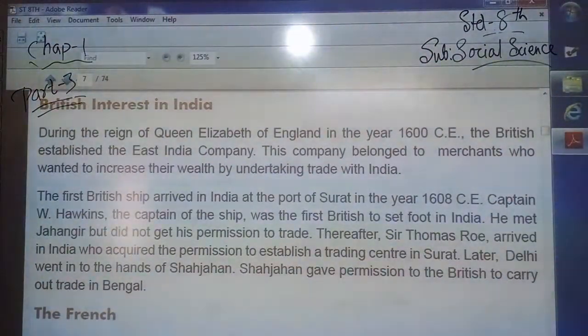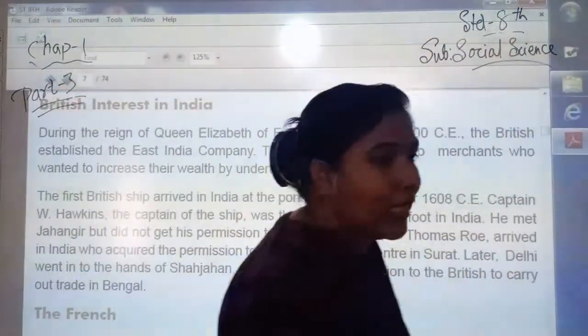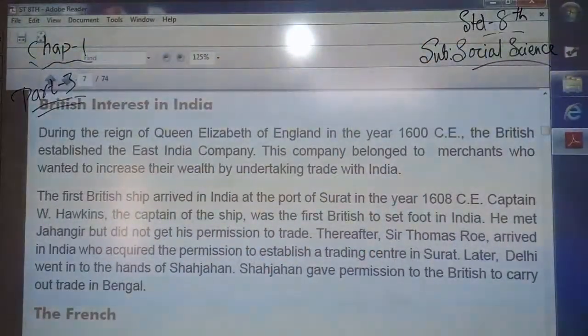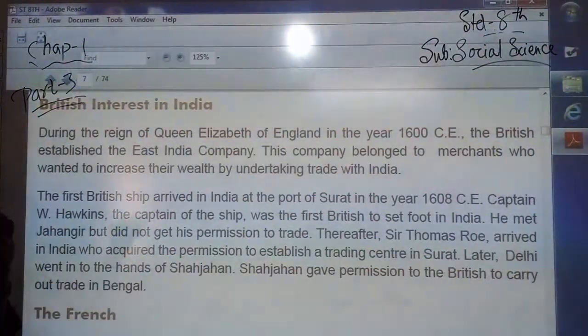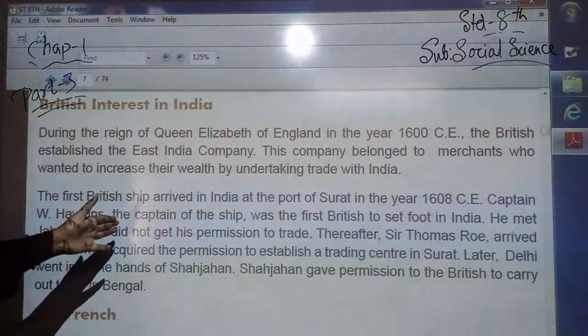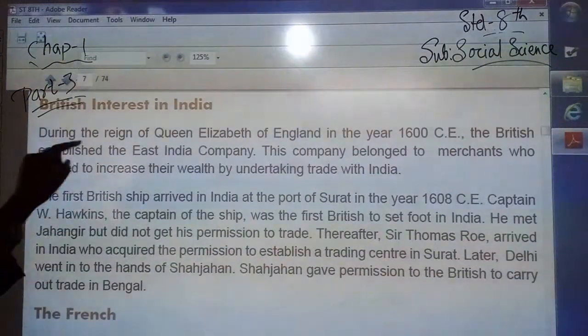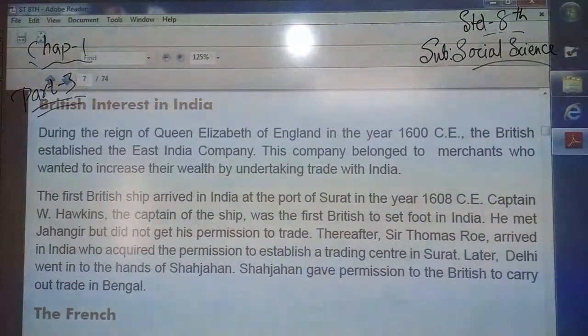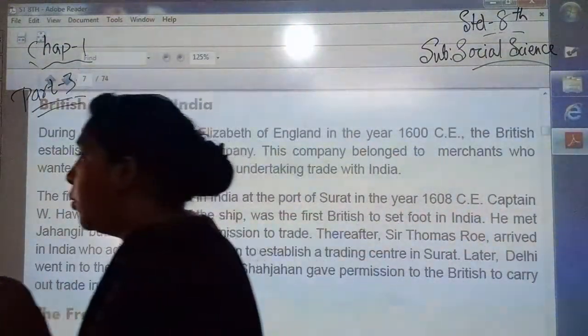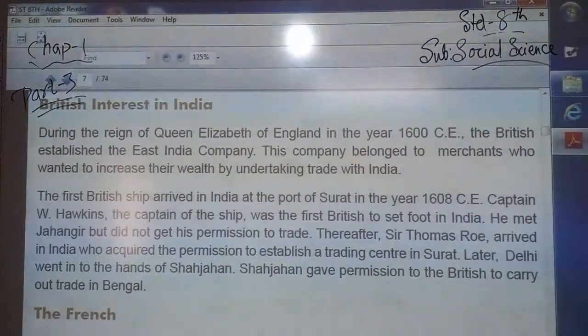As this company belonged to merchants who wanted to increase their wealth by undertaking trade with India, the first British ship arrived. This was a question asked on Kaun Banega Crorepati with Amitabh Bachchan. The highest question, the five crore question, was from history: who was the first British person who came to our country?